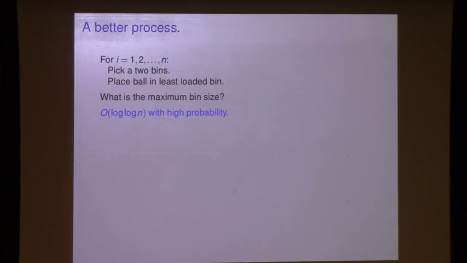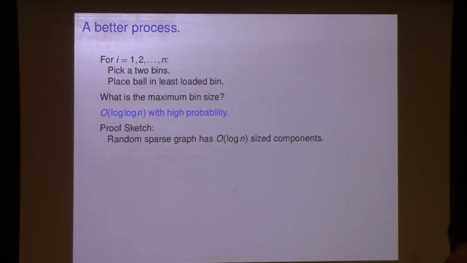How would you prove it? Yeah, you have no idea, I hope, because it's not that easy. But it's easy after you see it, though it was only done a few years ago. So the idea is you think about a random sparse graph. Okay, where does the graph come from here?